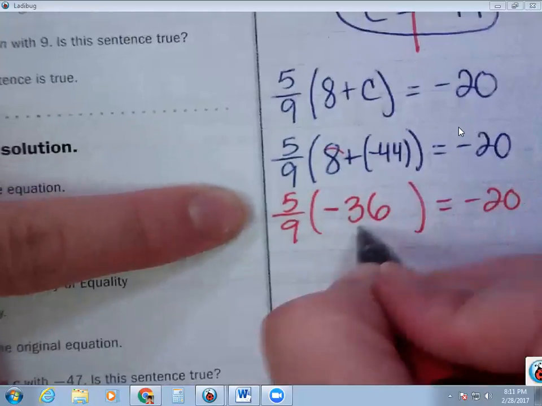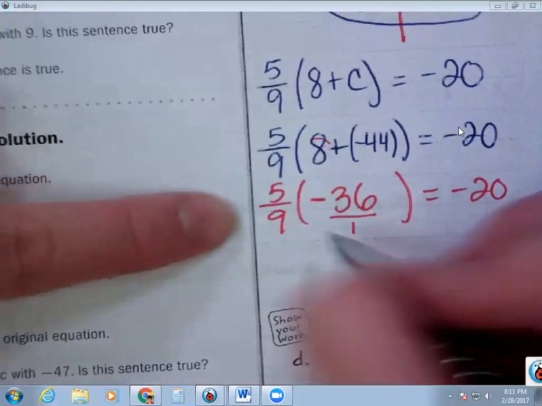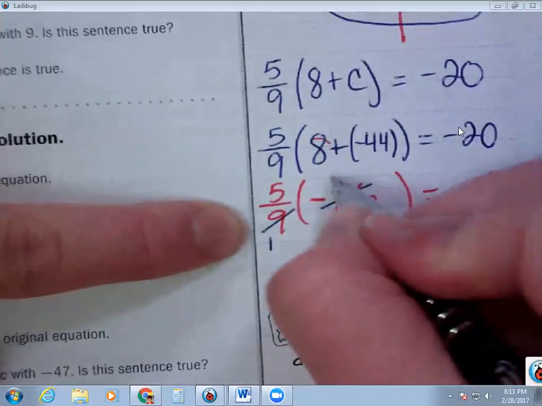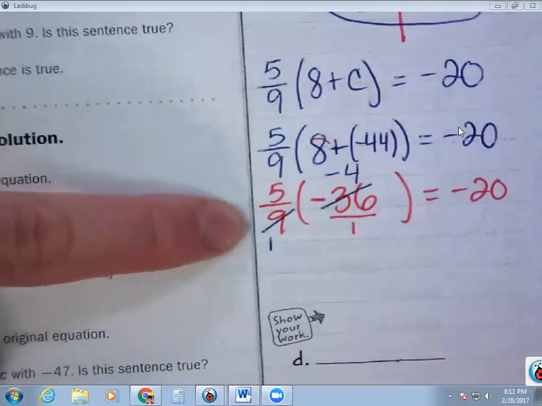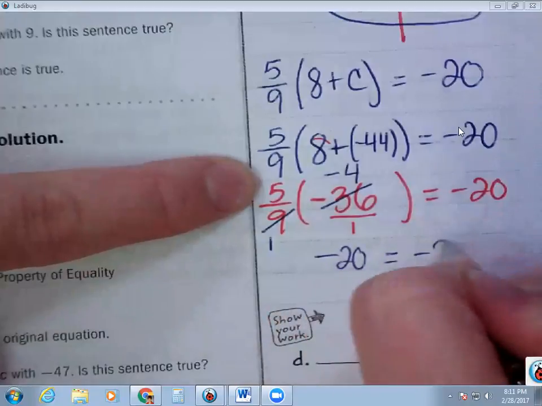Okay? Now, I'm going to put a little 1 under there because I wanted to do some cross canceling. 1 9 fits into 9, and then negative 4 9s go into negative 36. So 5 times negative 4 is negative 20 equals negative 20.